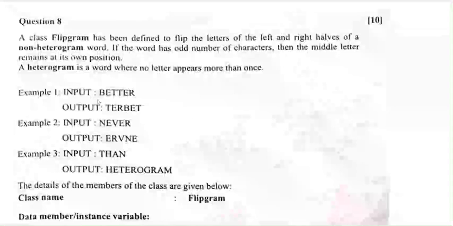So here the input is given: B-E-T-T-E-R. It is a non-heterogram word because both T and E are appearing more than once. At least one should appear more than once. Never is also a non-heterogram word, but "than" is a heterogram. Each letter is unique.